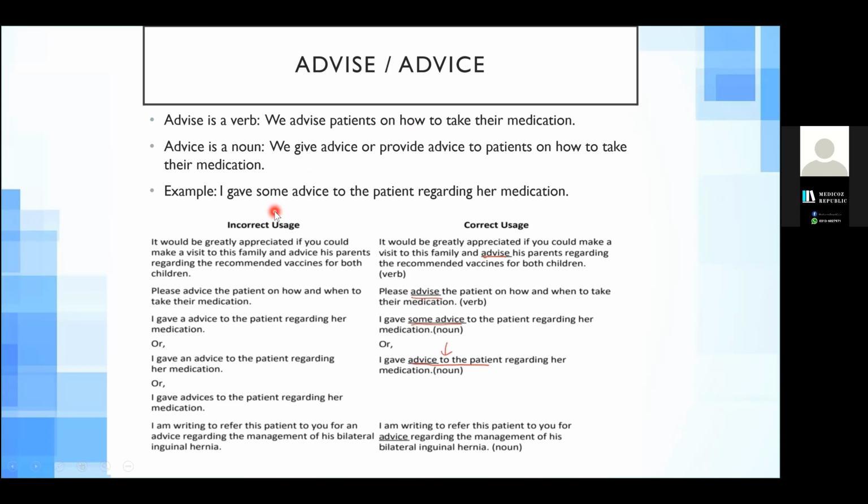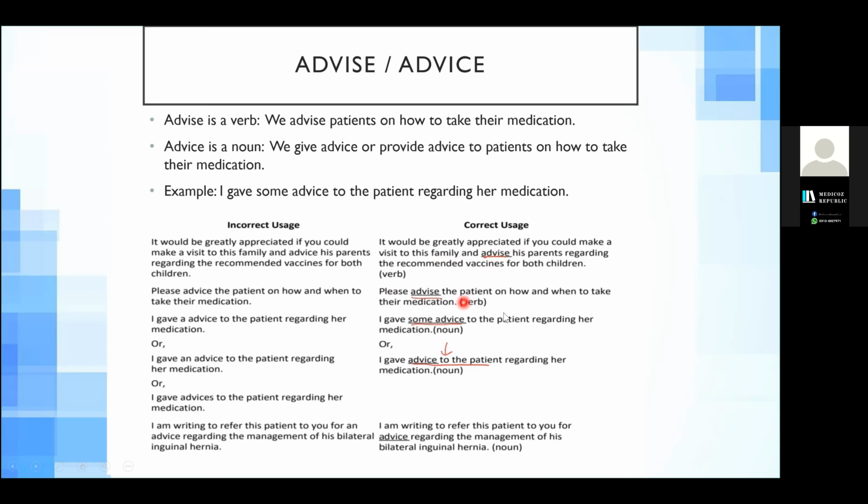Let's look at some examples as well. It would be greatly appreciated if you could make a visit to this family and advise his parents regarding the recommended vaccines for both children. This is the verb form. Now, if you change its form, if we are talking about it in the past tense, you can say he advised his parents regarding the recommended vaccines for both children. This is just an example that you can change its form. So this is the verb use of the word.